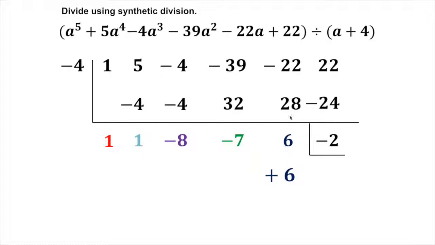This one here is my constant. That means it's got no variable next to it. It's just plus 6. This one needs to have a variable next to it. We're going to go right to left as we go across here. So the variable in this case is an a, so this needs to be negative 7a.